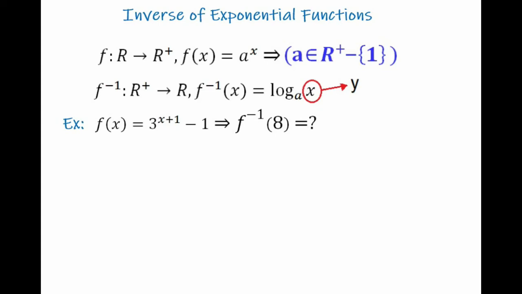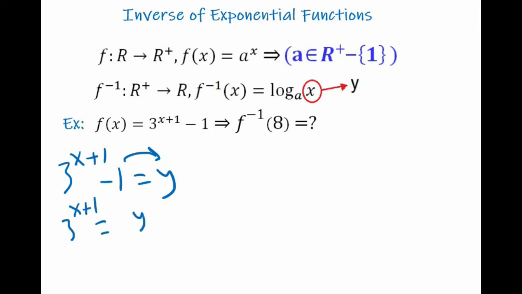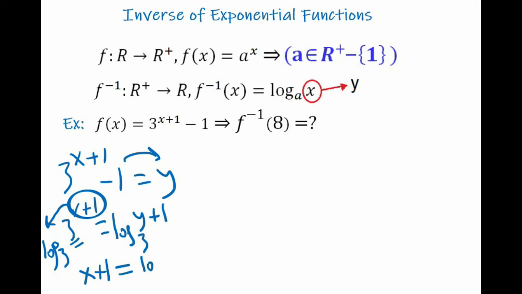Firstly, let's equal the given expression to y. So we're going to have 3 to the power of x plus 1 minus 1 is y. Send this 1 to the right, so it's going to be 3 to the power of x plus 1 is y plus 1. Because we have 3 here, take the logarithm of both sides in base 3. Why? Because that number is going to come to the front, so we're going to have x plus 1 times 1, which is x plus 1.